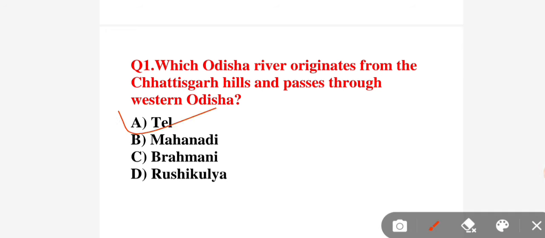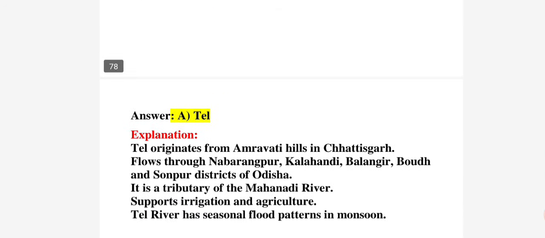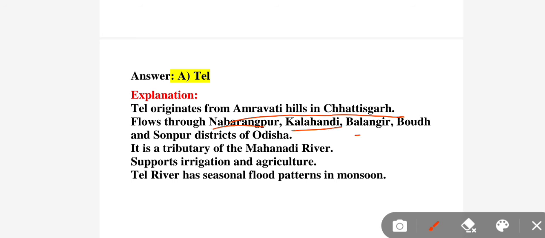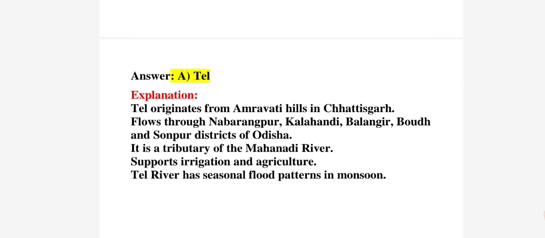Tel river originates from the Chhattisgarh hills and passes through western Odisha. It originates from the Amaravati hills in Chhattisgarh and flows through Nabarangpur, Kalahandi, Balangir, Bodh and Sonpur districts of Odisha. It is also a tributary of Mahanadi river, as all of you know, and it supports irrigation and agriculture. Tel river has seasonal flood patterns in the monsoon. Okay, so let us move to the next question.